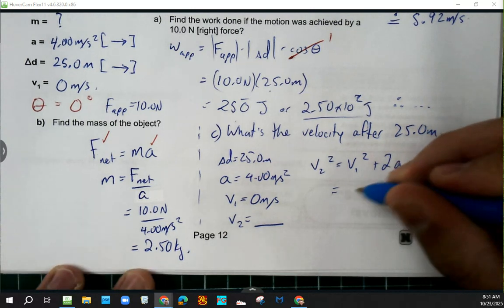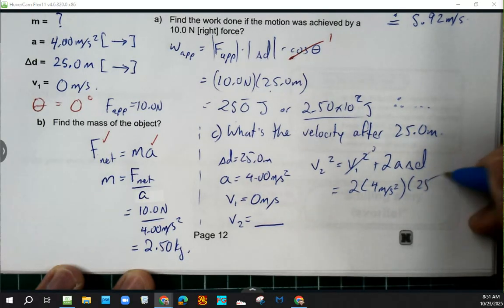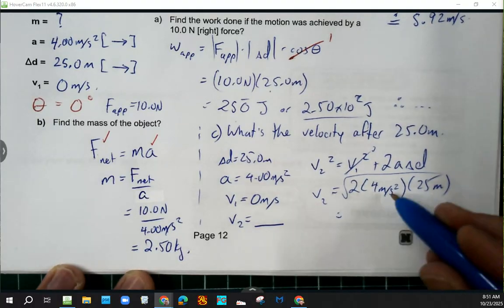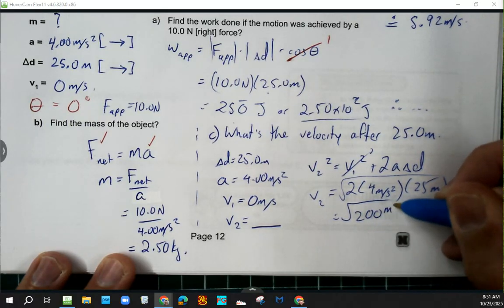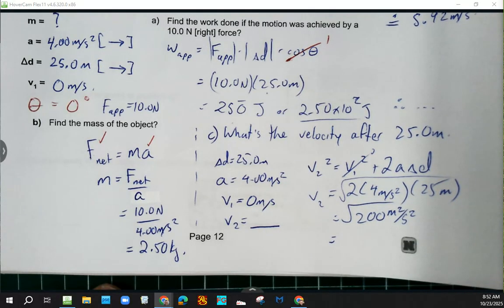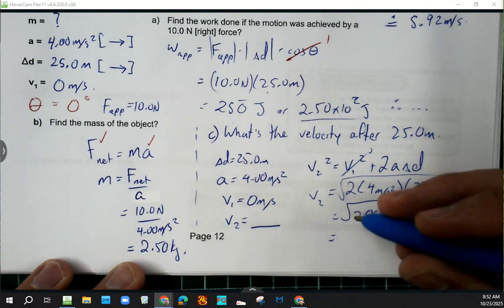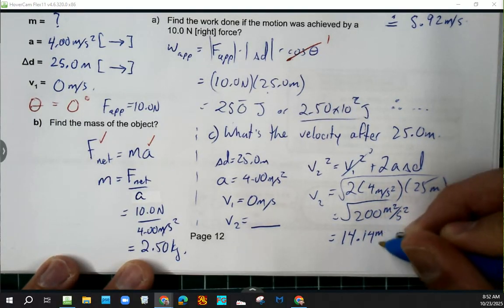Sub in our values. This guy becomes a 0. 2 times 4 meters per second squared times 25 meters. Don't forget, if I'm finding V2, I've got to square root this stuff. 4 times 25 is 100. 100 times 2 is 200. Square root of 200 meters squared per second squared ends up giving us, what do you get? What's the square root of 200? I don't actually know off the top of my head. Obviously, it's the square root of 2 times 10, but 14.14? Yeah. So approximately 14.14 meters per second.